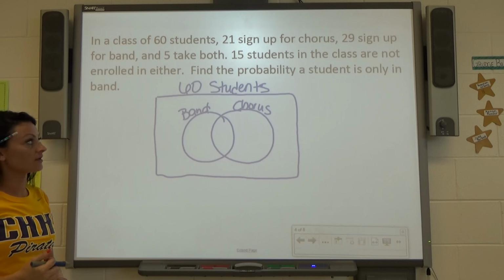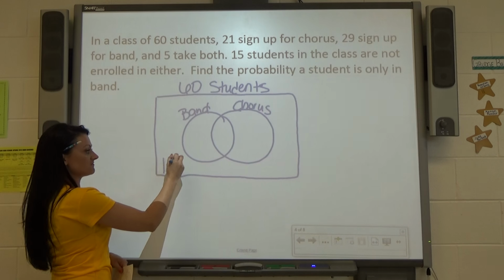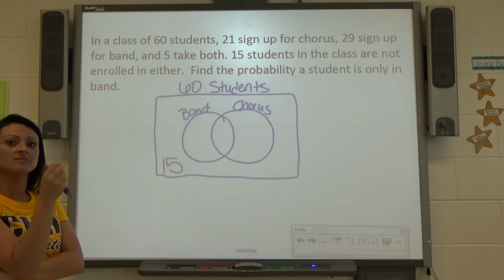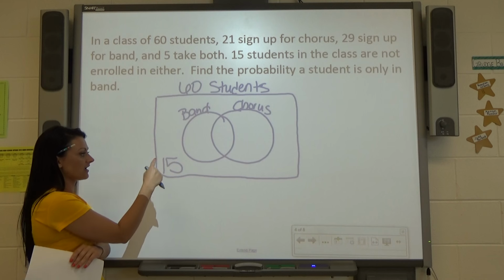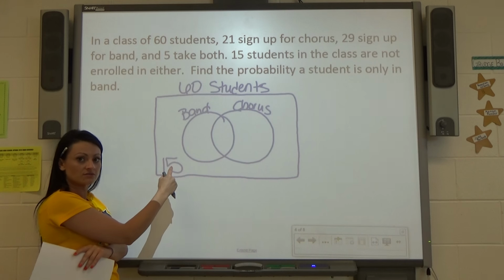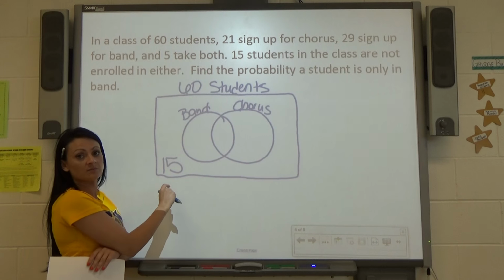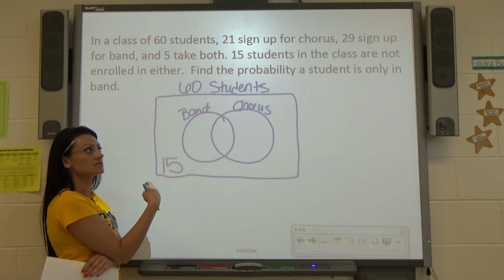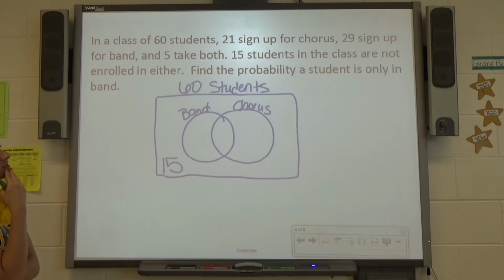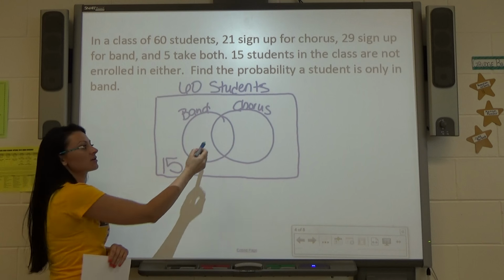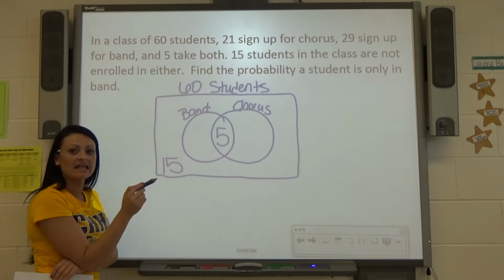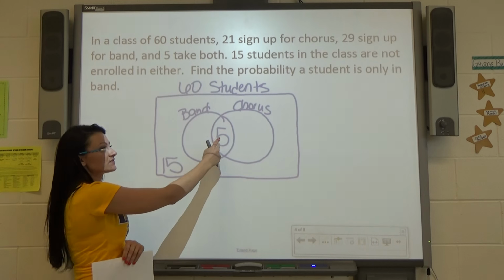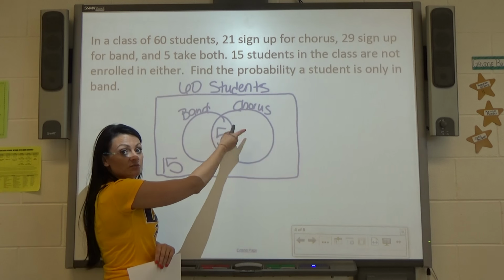So I already know that there's 15 that didn't sign up for either class. And because they didn't sign up for either, they have to be outside of these 2 circles. But they still have to be included because those are part of my 60 students. 21 signed up for chorus, 29 signed up for band, and 5 signed up for both. So the ones that sign up for both are going to go in the center where they overlap, because there are 5 students that do go to both courses.